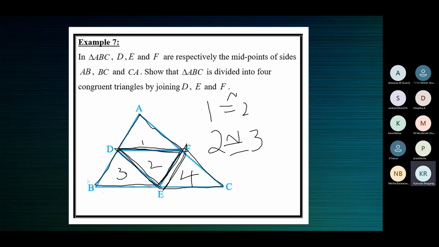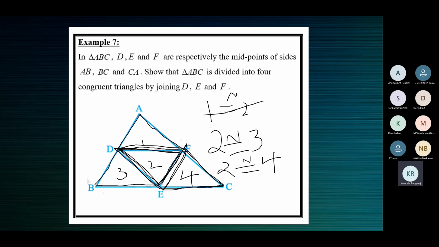When you prove that this one is a parallelogram, diagonal EF divides it into 2 congruent triangles. So 2 is congruent to 4. From all these results, you can show that 1 is congruent to 2 is congruent to 3. Because see here, 1 is congruent to 2. But 2 is congruent to 3 and 4. So that means all are congruent to each other. 1, 2, 3, 4, all are congruent to each other.